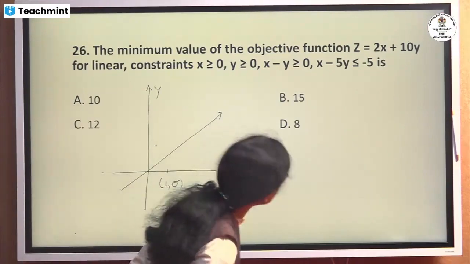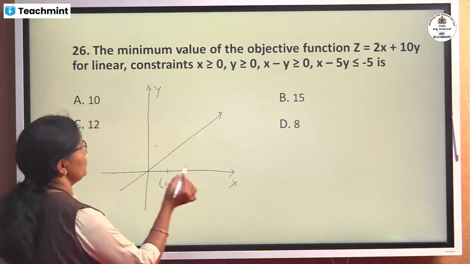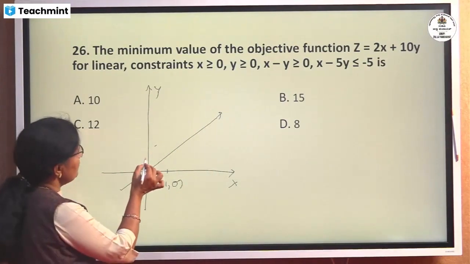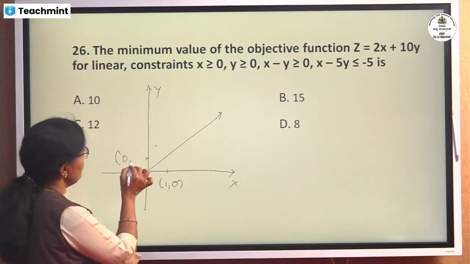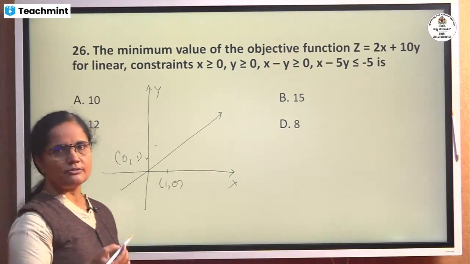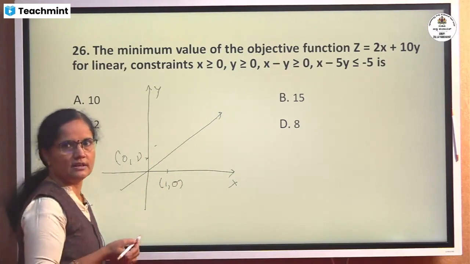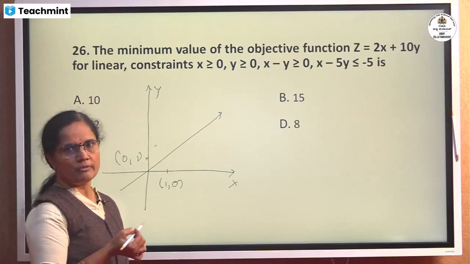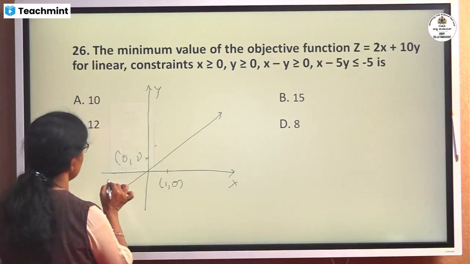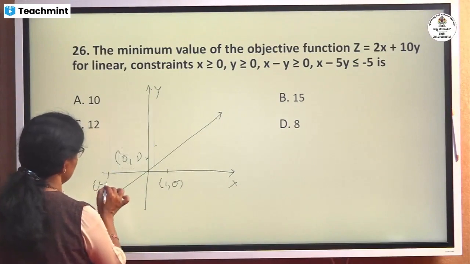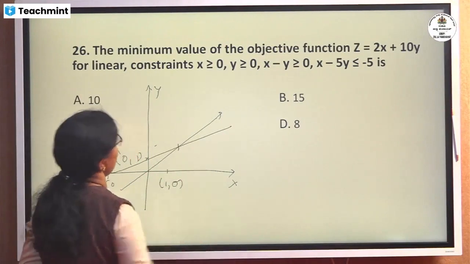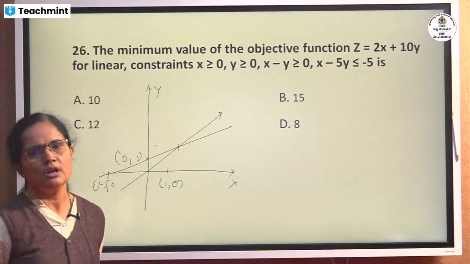And another one is x minus 5y less than or equal to minus 5. When x is equal to 0, y is equal to 1. Therefore, this is the point, 0, 1. And the next point is when y is equal to 0, x is equal to minus 5. Therefore, here is the point, minus 5, 0. Therefore, you have to join like this. This is the point of intersection of these two curves.